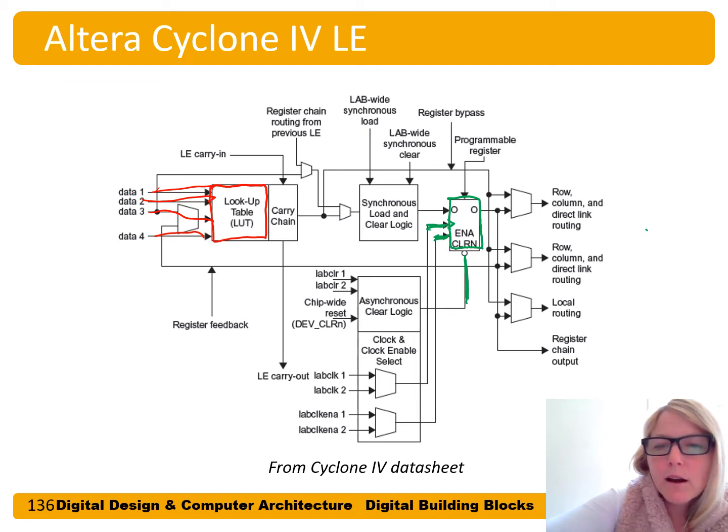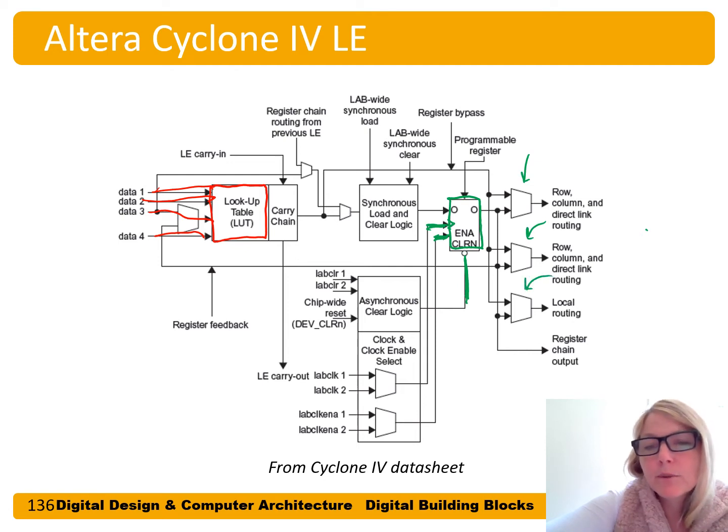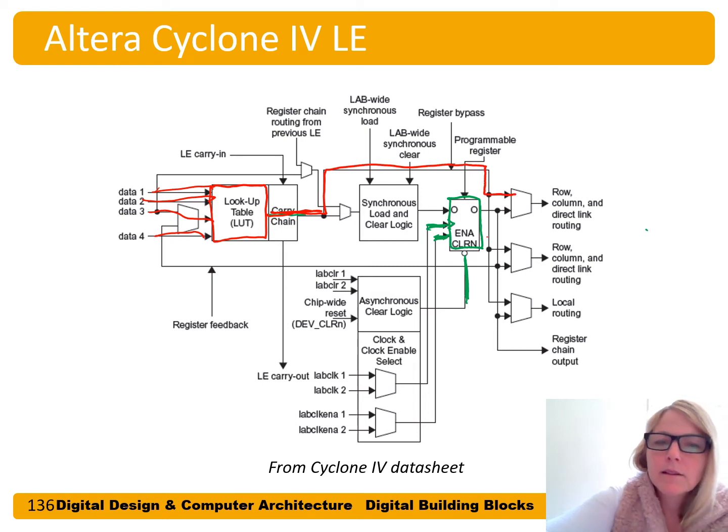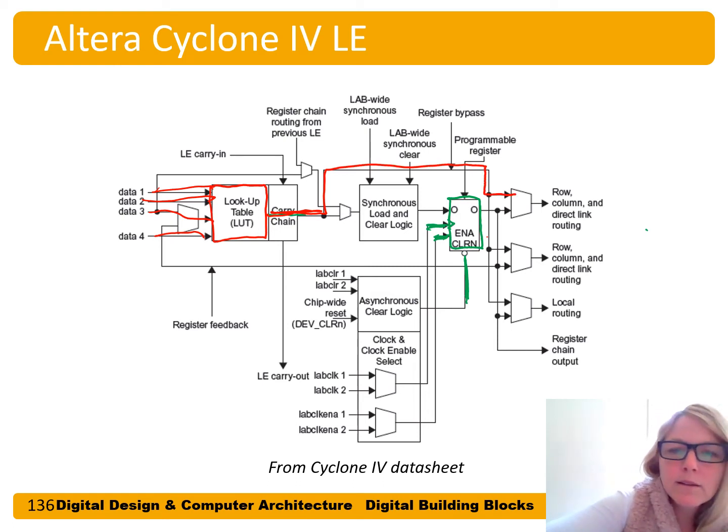And so on this, we have a bunch of these little multiplexers, and those control lines are configurable. Those select lines are configurable. And you can see that from those multiplexers, we can choose either the output of the lookup table or the output of our flip-flop.